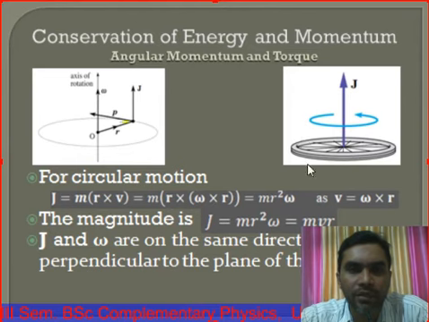Here there is a rotating wheel. Similar to the case of a rotating particle, here also the angular momentum j and the angular velocity omega are in the same direction.